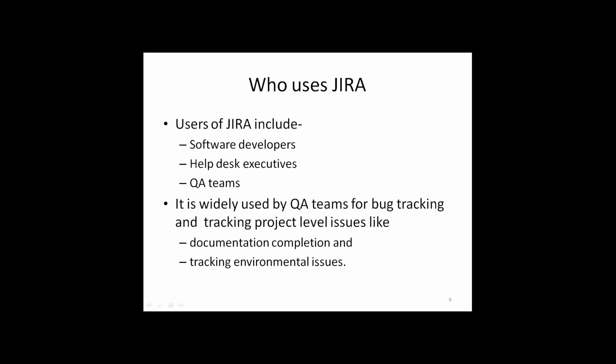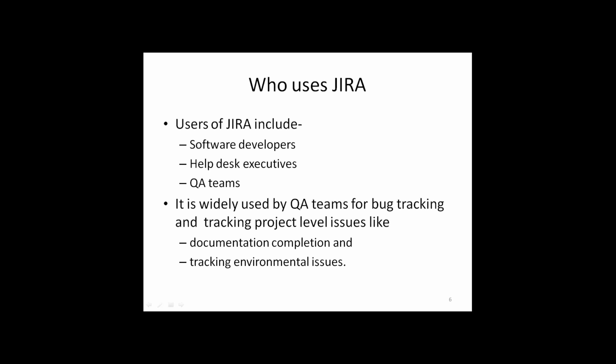It is widely used by QA teams for bug tracking and tracking project level issues like documentation completion and tracking environmental issues. So the major function of QA teams is to find defects and track them till the closure. So JIRA is widely used for this purpose.